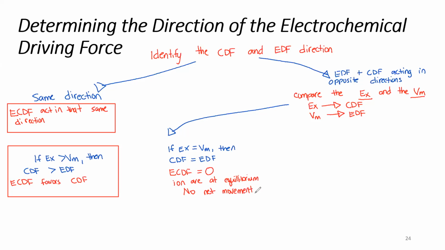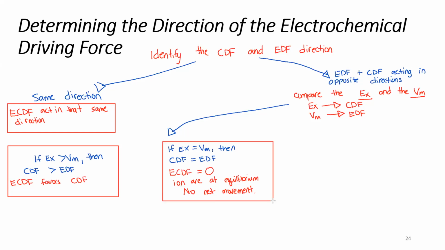And we saw this in that scenario that we looked at where the equilibrium potential was -94, the membrane potential was also -94, and the particles were at a halt, right? 0 ECDF, no movement, because those forces cancel out.